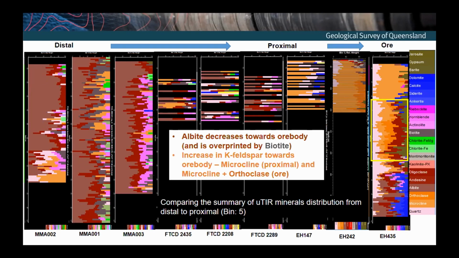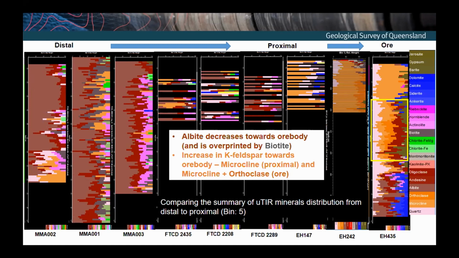Here we can see that albite is the dominant spectrally active mineral in distal settings. Albite is gradually getting replaced and overprinted by biotite and replaced by K-spar towards the ore body. And another curious feature which we only recognized using the spectral data. There are actually two different K-spars, and they have a consistent relationship with copper mineralization.